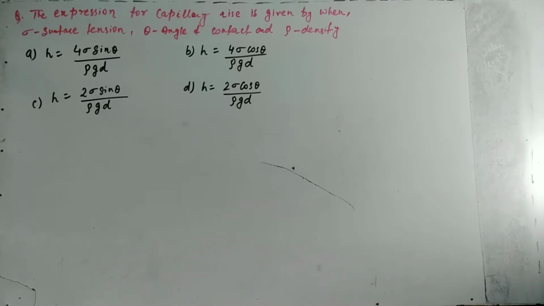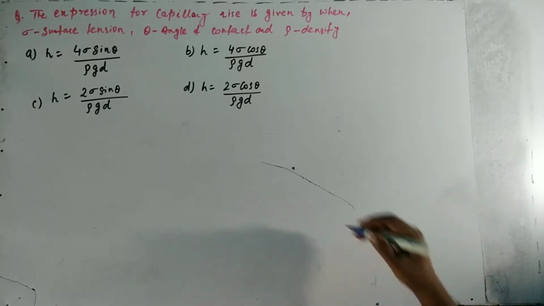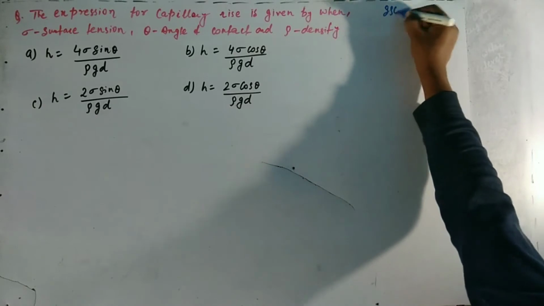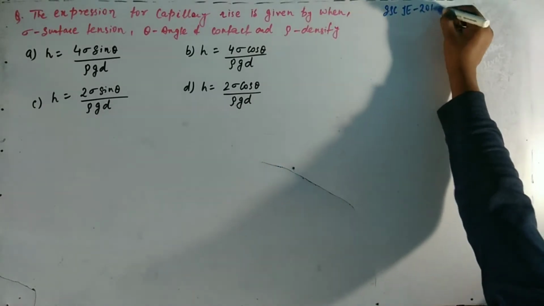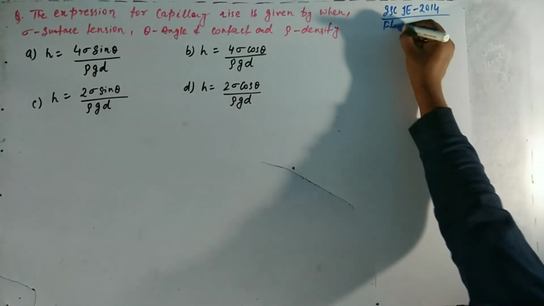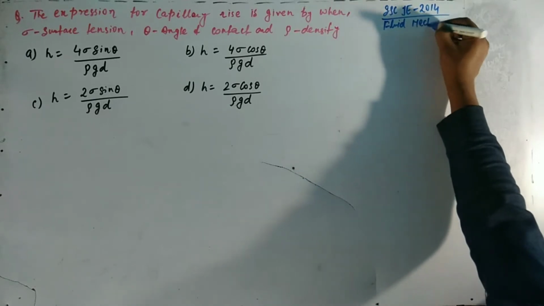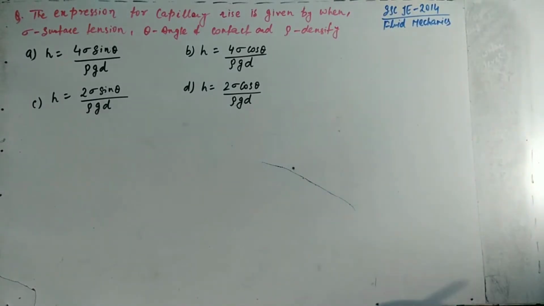The options given are: A, H equals 4 sigma sin theta by rho g d; B, H equals 4 sigma cos theta by rho g d; C, H equals 2 sigma sin theta by rho g d; and D, H equals 2 sigma cos theta by rho g d. We have to find the correct option for capillary rise. This question was asked in SSC JE 2014, and it is from fluid mechanics.